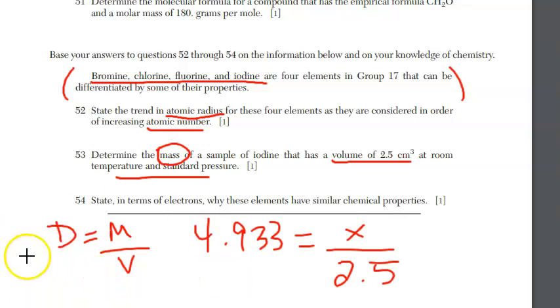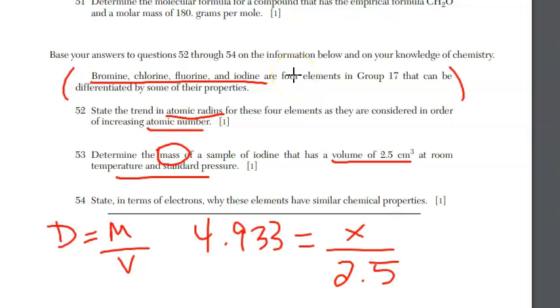We have the formula. We're going to plug in the numbers. The 4.933 comes off of reference table S. The 2.5 is from the question, and we're solving for mass. Now, make sure that you know how to quote unquote solve for x here. We want to get x alone. 2.5 is the denominator. That means we need to multiply both sides by 2.5.